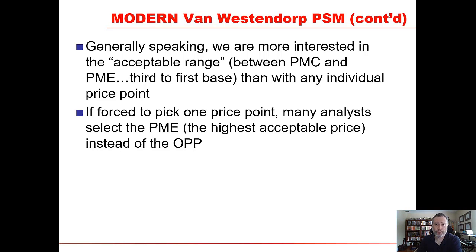If you're forced to pick one price point, if someone says, I just want a simple answer, give me one answer. Again, historically, you would think it would be the OPP. Why would you call it the optimal price point if that wasn't the best answer? But many analysts today doing the modern Van Westendorp analysis will actually, if they had to pick a single point, pick the PME, the price of marginal expensiveness. And the rationale for that is it's the highest point within the acceptable price range. If it's acceptable, ask for the most that's acceptable.